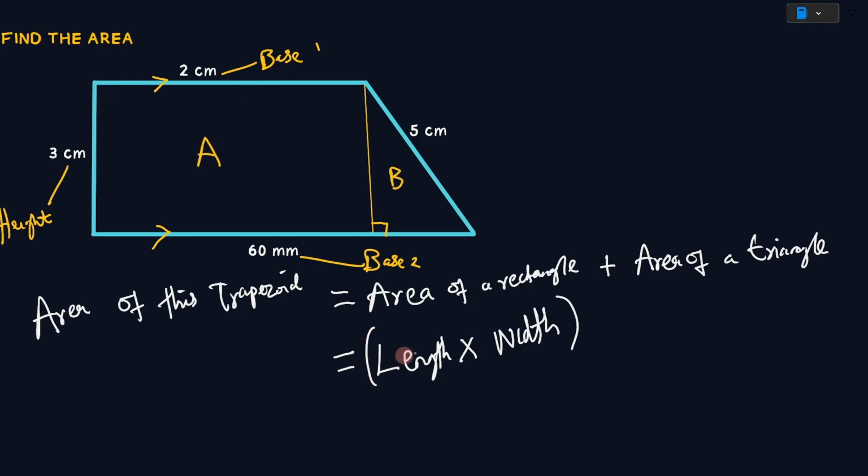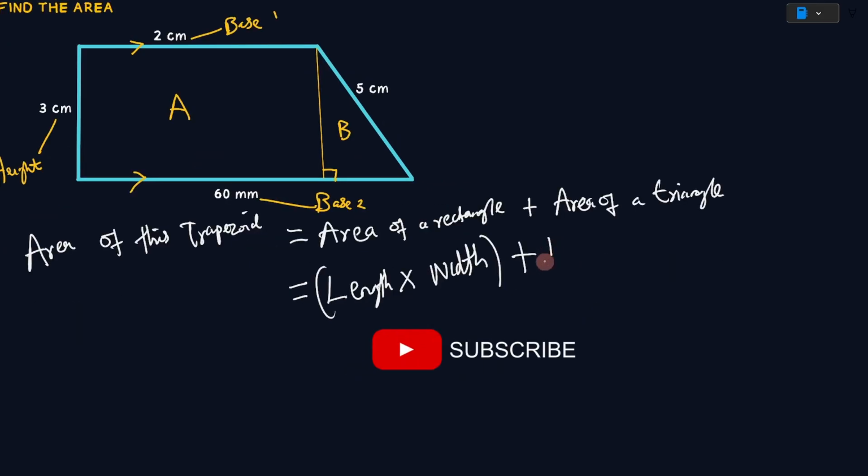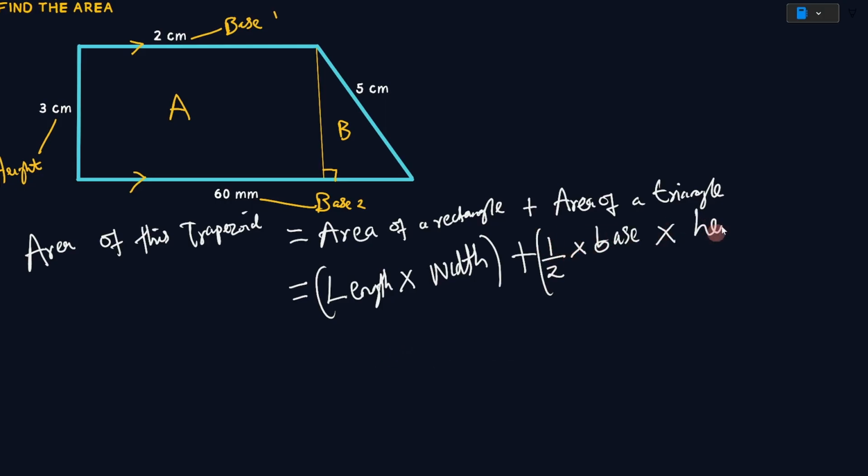Let's put that in parentheses. Then we'll add it to the area of a triangle. This very triangle, triangle B. We know that the area of this triangle is 1/2 of this base multiplied by the height. That will give us 1/2 multiplied by the base multiplied by the height. So the sum of these two areas will give us the area of this trapezoid.